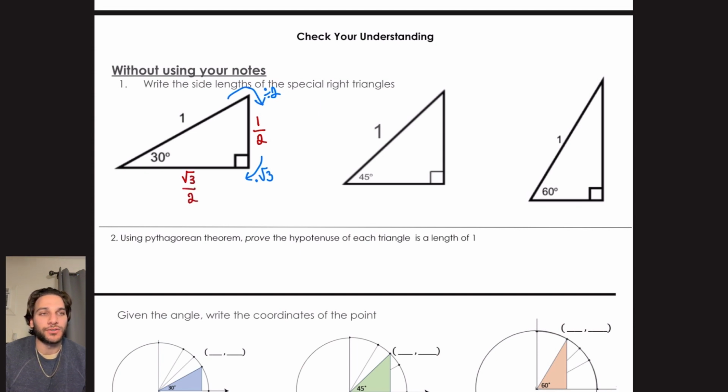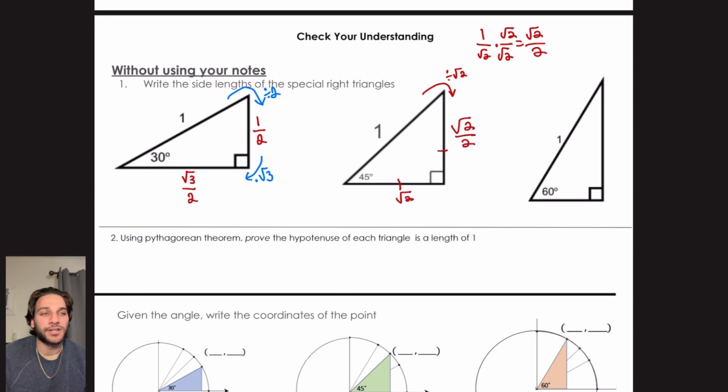For my next triangle, I know these are the same length, so I just need to get one of the sides. So I'm going to divide by root 2. When I do 1 divided by root 2, I have to rationalize that denominator, so I'm going to multiply both by root 2, and then I'm going to get root 2 over 2 for my side lengths.